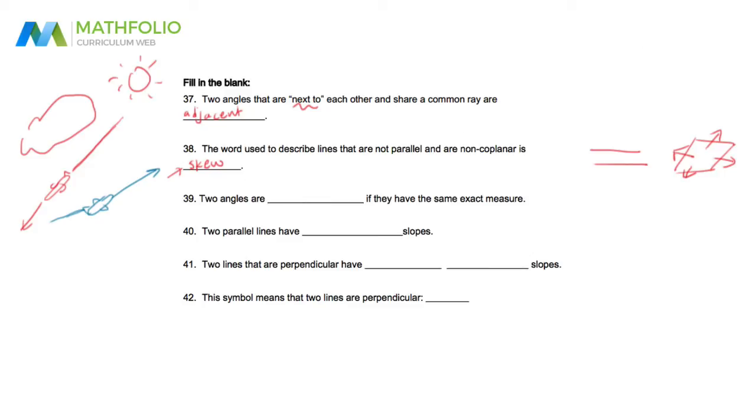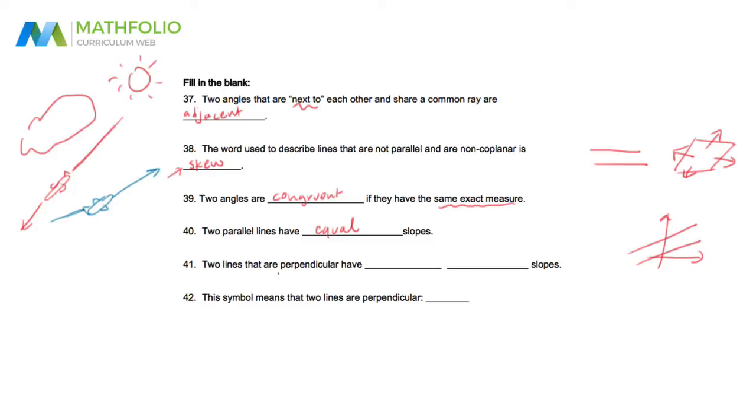Okay, number 39. Two angles are something if they have the same exact measure, so that would be congruent. Okay, two parallel lines have, so if we think about parallel lines on a coordinate plane, they have the same slope. So two parallel lines have equal slopes, congruent slopes. Equal or equivalent, I guess, have the same slopes.